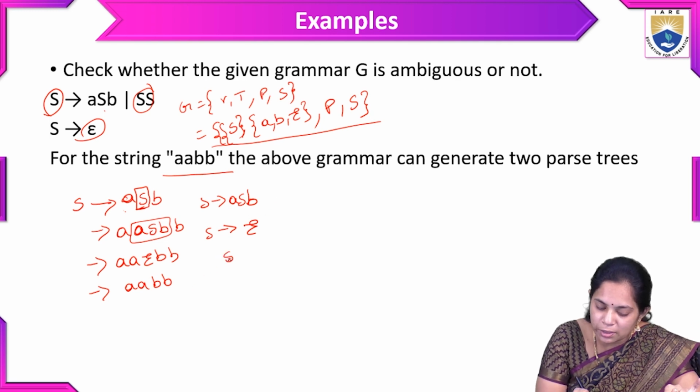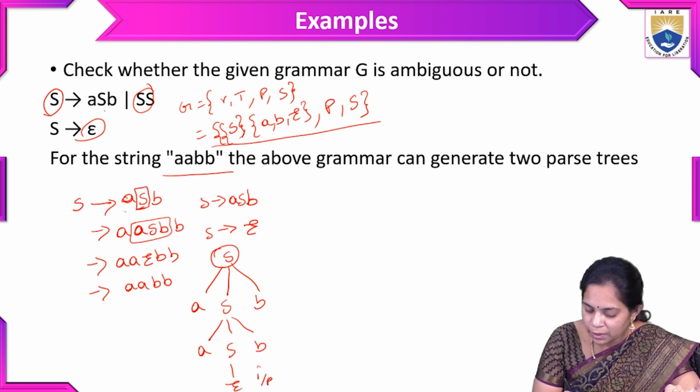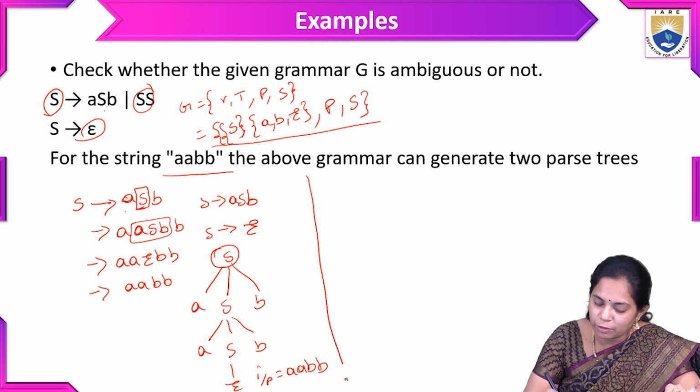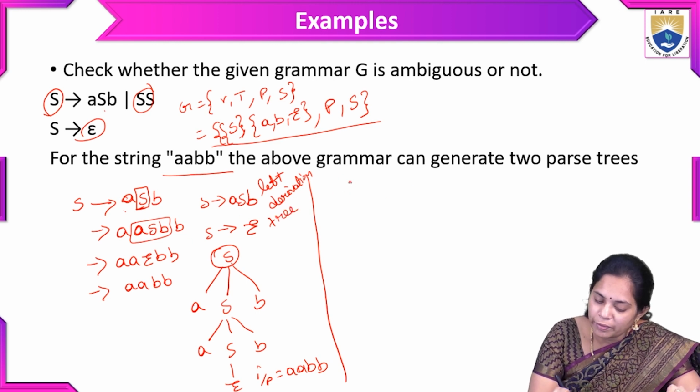Let me draw. So S, this is the root node. And what is the production rule? We have taken A, S, B. And what we have substituted? A, S, B. And here epsilon. So after this one, we will get the input string A, B, B. So this is one leftmost derivation tree. And next, for the same, we will take one more.